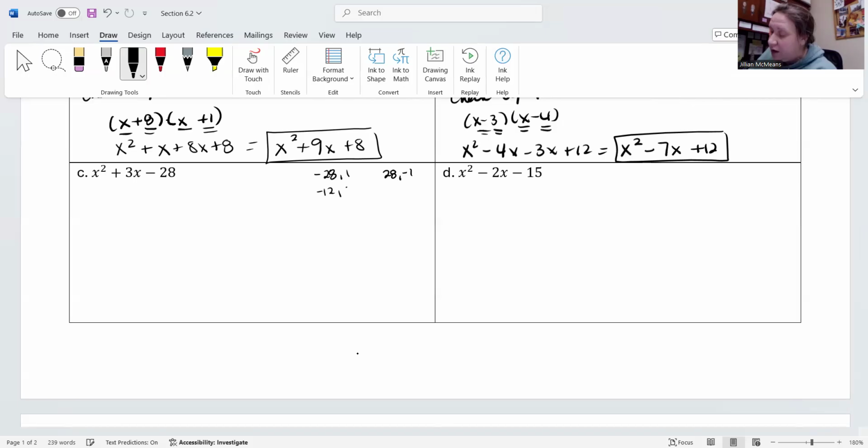We could have negative 14 and 2, or 14 and negative 2. 28 is not divisible by 3. 28 is divisible by 4, so we could have negative 7 and 4, or 7 and negative 4. And I think that's it. And if you ever start to doubt yourself as to what your factors could be, go to the calculator.